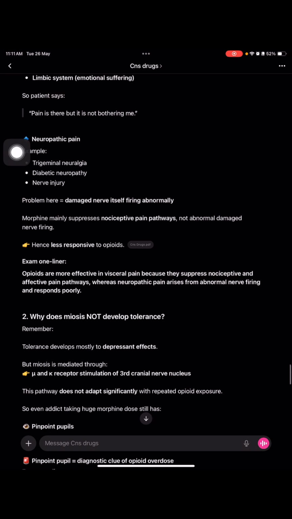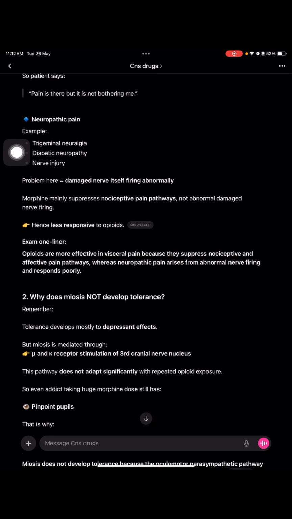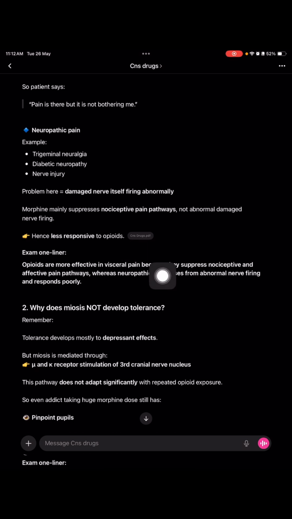And what is neuropathic pain? It's trigeminal neuralgia, diabetic neuropathy, then nerve injury. The damaged nerve itself is firing abnormally. Morphine mainly suppresses the nociceptive pain pathways and not the abnormal damaged nerve firing. Hence, it is less responsive to opioids. Opioids are more effective in visceral pain because they suppress nociceptive and affective pain pathways, whereas neuropathic pain arises from abnormal nerve firing and responds poorly.